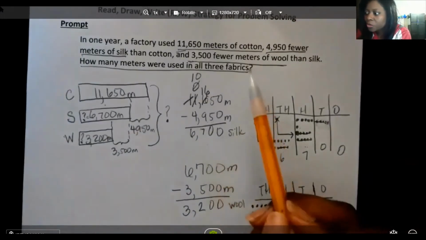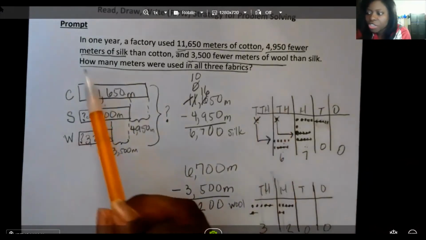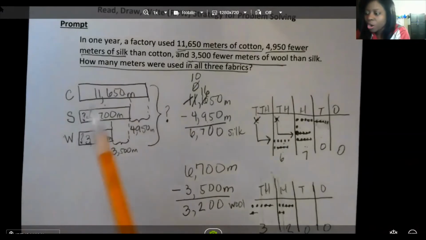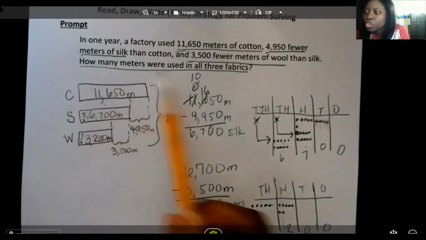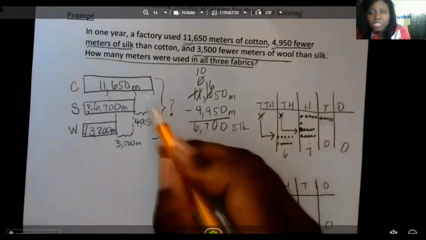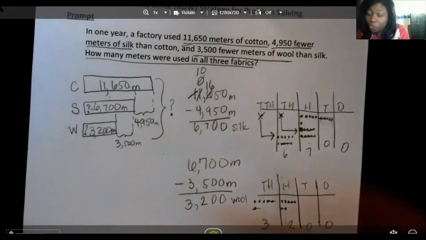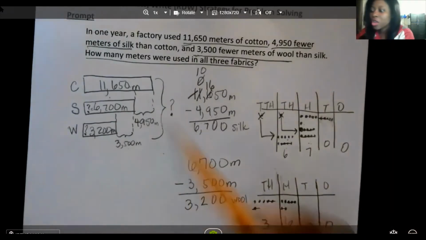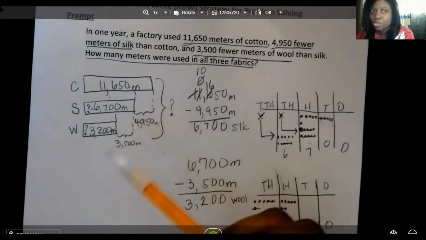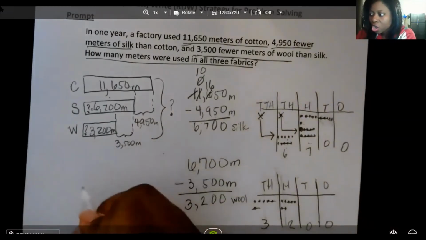Perfect. Now, looking back at our problem, we figured out how much silk was. We figured out how much wool was. Let's finish. How many meters? This is our right part. So we've gone through our read, draw, write. How many meters were used in all 3 fabrics? So now I've got to answer this one because it said all 3 fabrics. Now remember, what conclusion can I make from my drawing? I now have all of my values for cotton, silk, and wool. Now I can figure out all 3 fabrics.